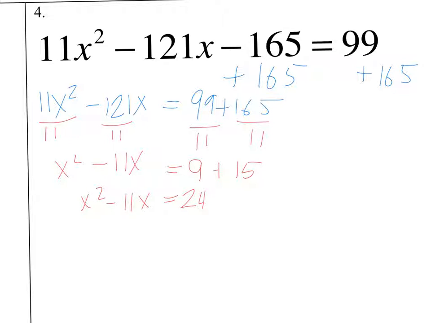Okay, now that we've cleaned up, we can start completing the square. Getting to break up my middle term to two equal pieces. X squared minus 11 over 2x minus 11 over 2x plus, and if I square this, I get 121 over 4 is equal to 24. And again, I'm going to add that 121 over 4 to both sides.